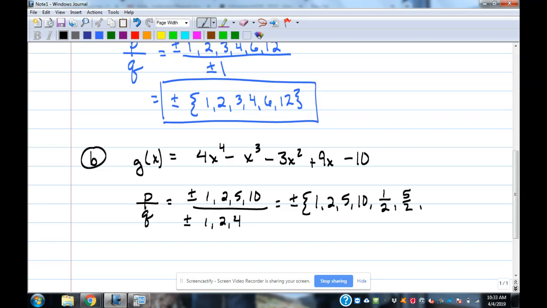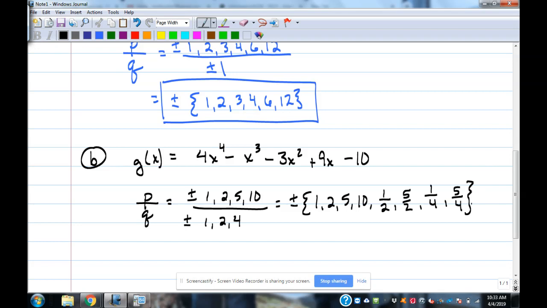1 divided by 4, 1/4. We don't have that one yet, so we're going to write it down. 2 divided by 4, half, we already got that one, so we don't have to write it again. 5 over 4, we definitely don't have that one yet. And 10 over 4 would be 5 over 2. We've already got that one, so that's the end of our list.